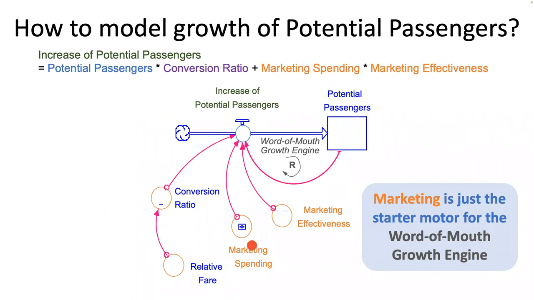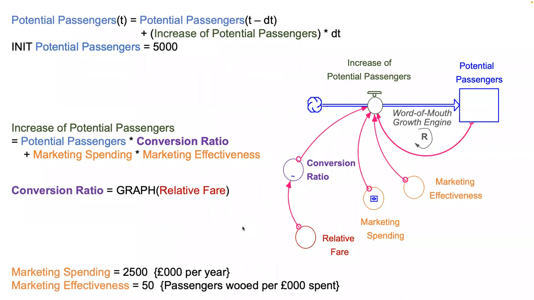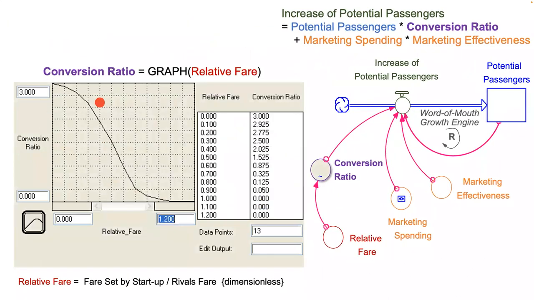And so that's what's being modeled here. So we can drill down into that and say, well, the increase in passengers is due to our marketing plus the conversion ratio from potential passengers. The conversion ratio is a lookup table based on relative fare. And we can look at that lookup table, and we've got it here.